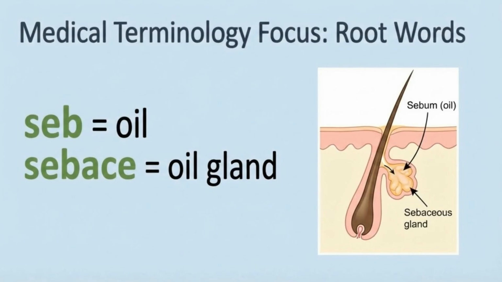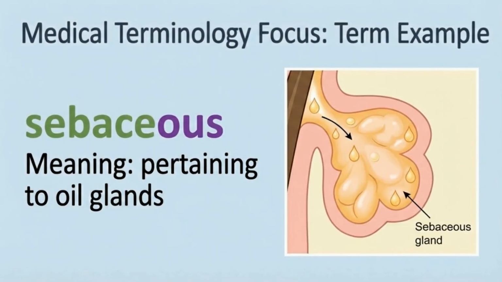The root seb refers to sebum, or oil, while sebace refers specifically to oil glands, known as sebaceous glands. Sebaceous combines the root sebace, meaning oil gland, with the suffix ous, meaning pertaining to. Sebaceous means pertaining to oil glands.